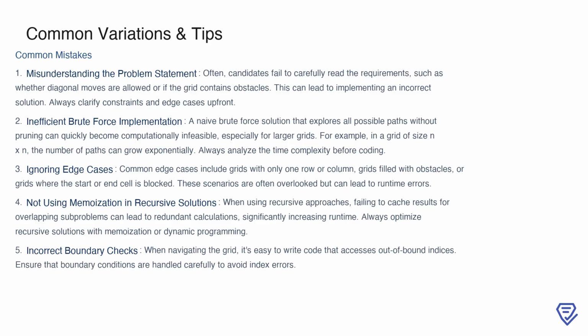For recursive solutions, failing to use memoization can dramatically increase runtime due to redundant calculations. By caching results for overlapping subproblems, you can significantly improve performance. Lastly, boundary checks are another tricky area. When navigating the grid, it's easy to accidentally access out-of-bound indices, so handling boundary conditions with care is essential to avoid index errors and ensure correctness.